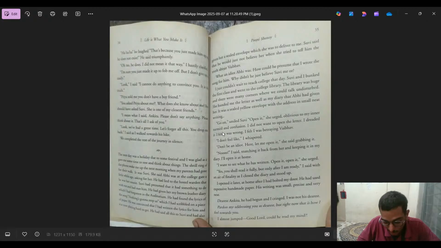I opened it later at home after I had bolted my door. He had used expensive handmade paper. His writing was small, precise, and very neat. "Dearest Ankita," he had begun, and I cringed. I was not his dearest. "Pardon my addressing you as dearest, but right now, that is how I feel towards you." I almost jumped. Good Lord, could he read my mind? "You have given in my life, once again."